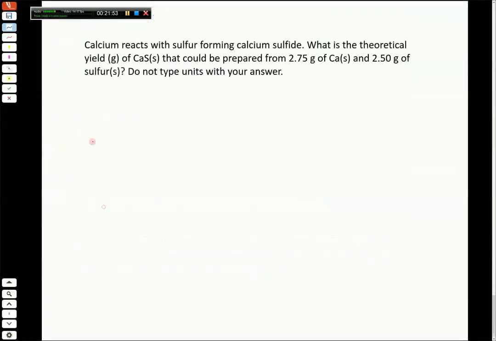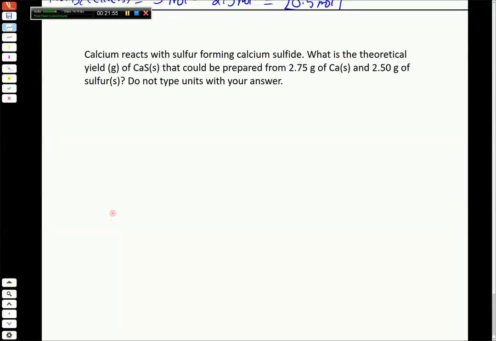Alright, this next question, which I think is the last one, is one more limiting reactant problem. Here it's not necessarily labeled as such, or it's not obvious from the question, but we're doing the reaction of calcium with sulfur to form calcium sulfide. We want to know the theoretical yield that can be prepared from 2.75 grams of calcium and 2.50 grams of sulfur. We're told that we have mass amounts of 2 reactants, calcium and sulfur. Anytime you're given amounts of 2 reactants, you should recognize right away that we have to determine which of those reactants is the limiting reactant.